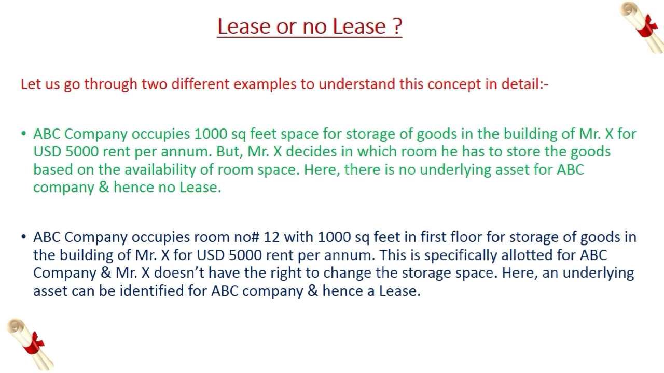The major difference between the earlier example and the current example is that in the first example, Mr. X had all the rights to decide where to store the goods. So that was a service arrangement. But in this case, ABC company has the right to decide how to store the goods. They occupy this room number 12. It means that there is an asset available for ABC company under this arrangement, and this qualifies as a lease. And ABC company has to record this in their balance sheet.